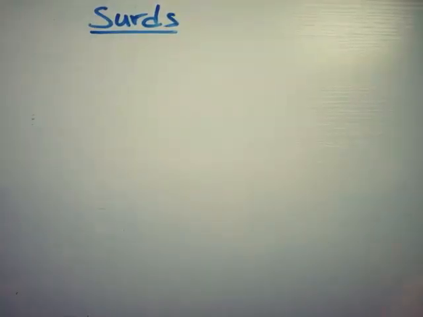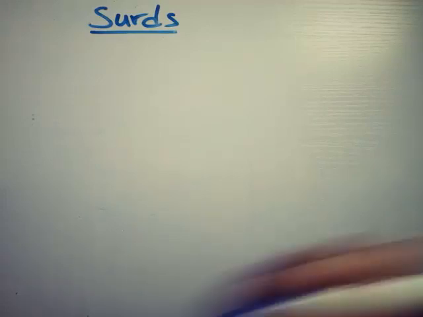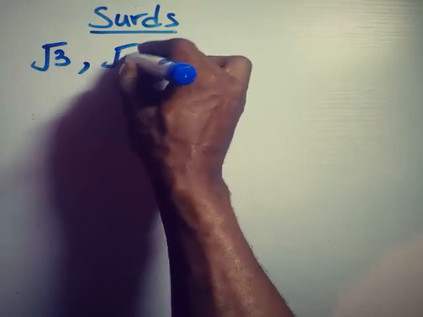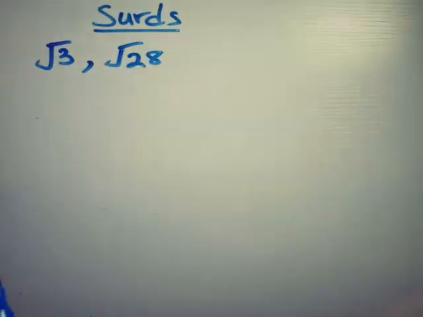Hello, welcome. Today we will be studying surds. Yes, surds. Surds are irrational numbers. Examples of surds include root 3, root 28. We have basic operations we do in surds. So let's start with the basic of all. Some facts you need to know about surds.